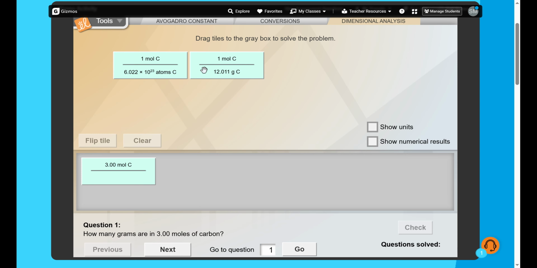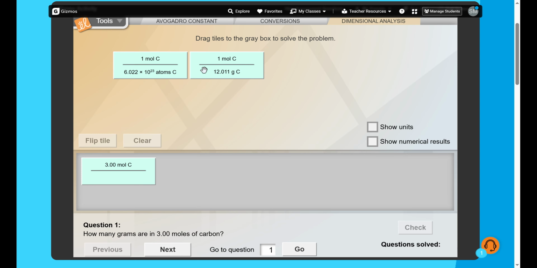So the tile that we want to use has to have moles and grams, instead of moles and atoms. So we're going to drag this tile into the bottom and look at our setup. Right now, our setup has moles on top and moles on top. So the dimension, moles, does not cancel. So we can click on this button here, flip the tile, and the gizmo tells us now moles on top cancel with moles on bottom. So we're left with the dimension, the units, grams of carbon.